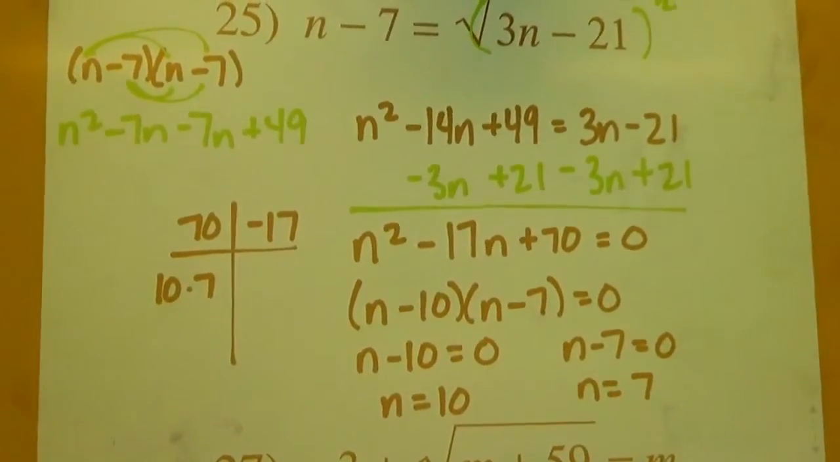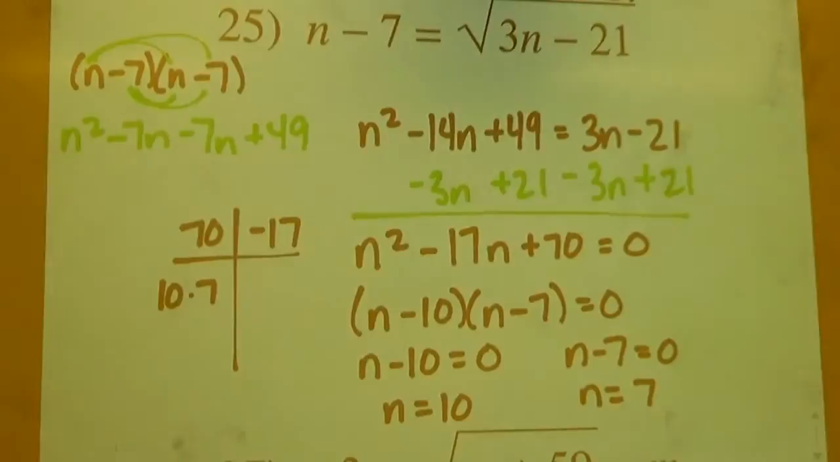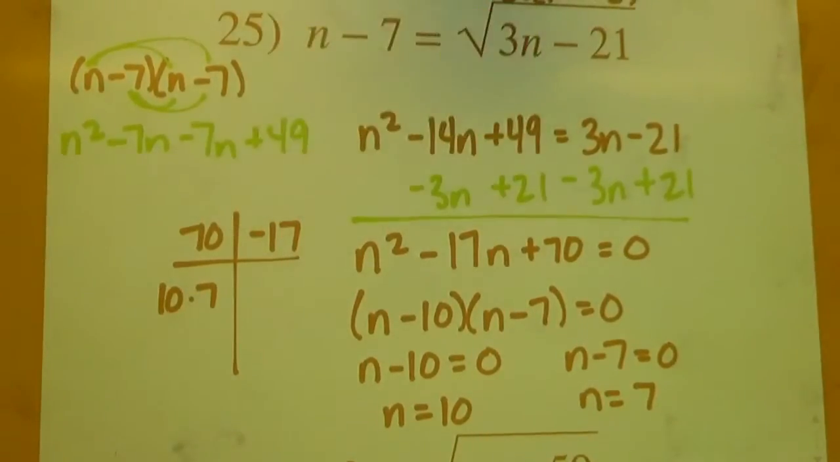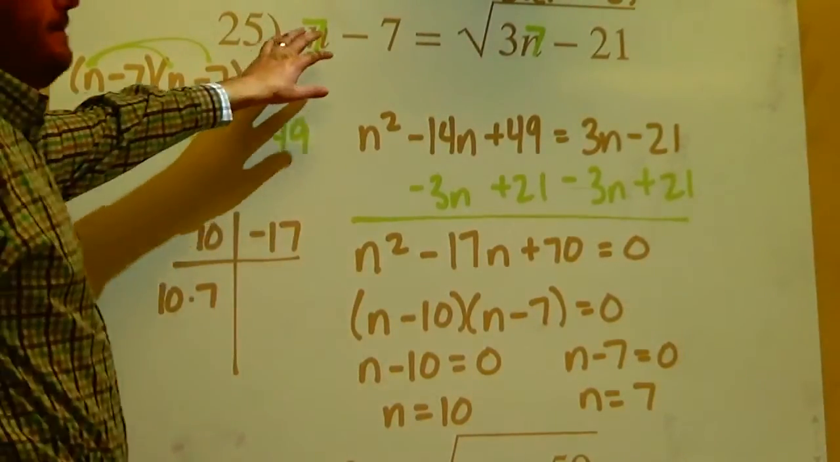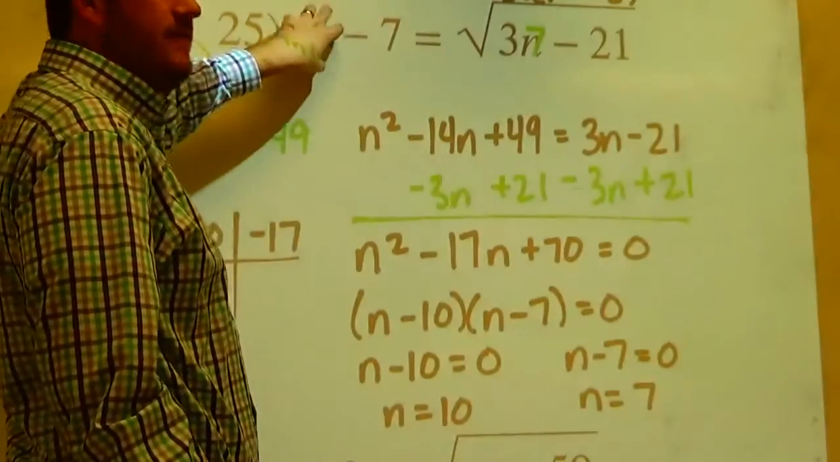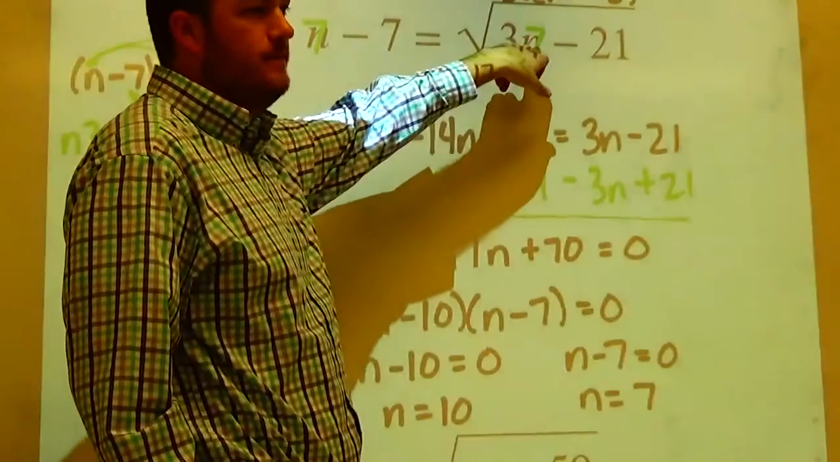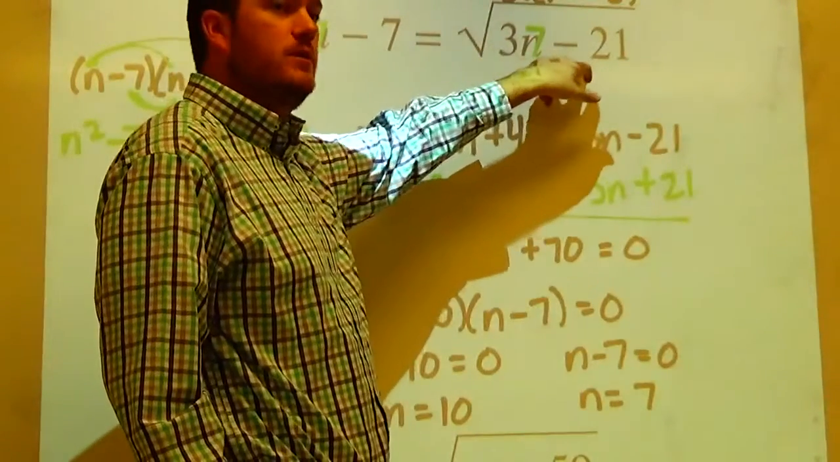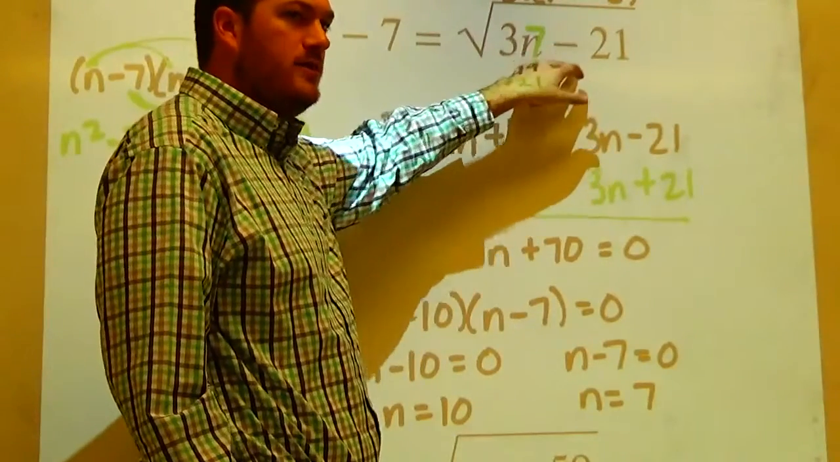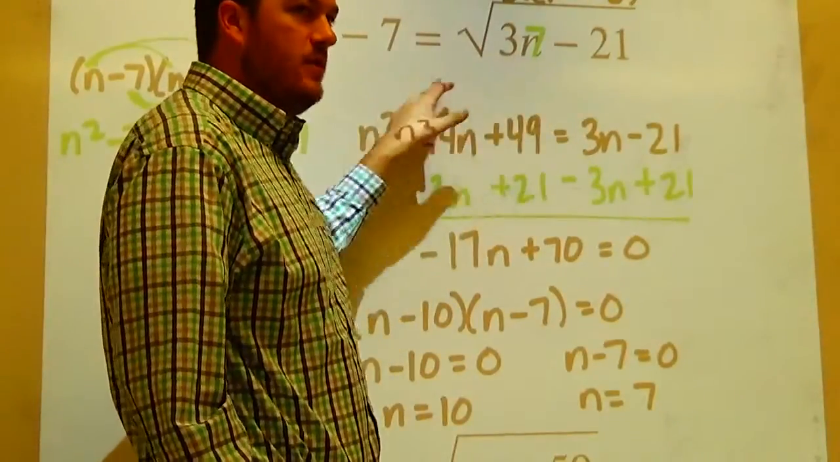So I'm going to erase these so that we can see what we're doing. And then here I'm going to plug in 7. 7 minus 7 is what? 0. So I'm going to have 0 over here. Over here, I get 3 times 7, which is 21, minus 21. 21 minus 21 is what? 0. What's the square root of 0? 0. So I have 0 equals 0.